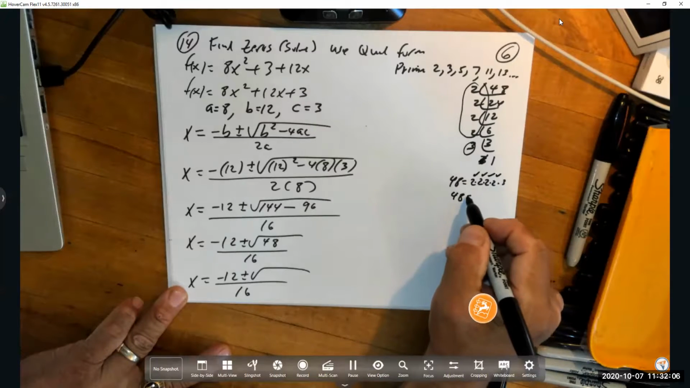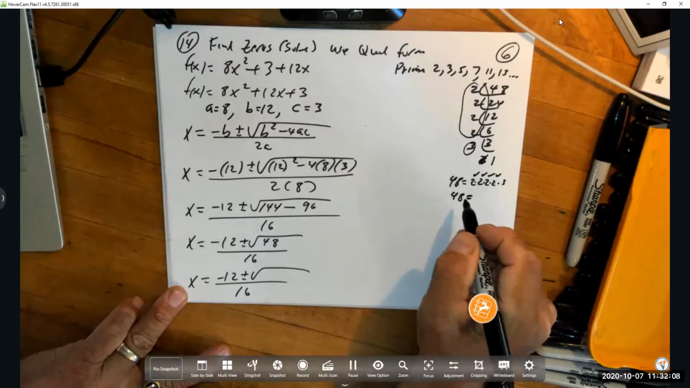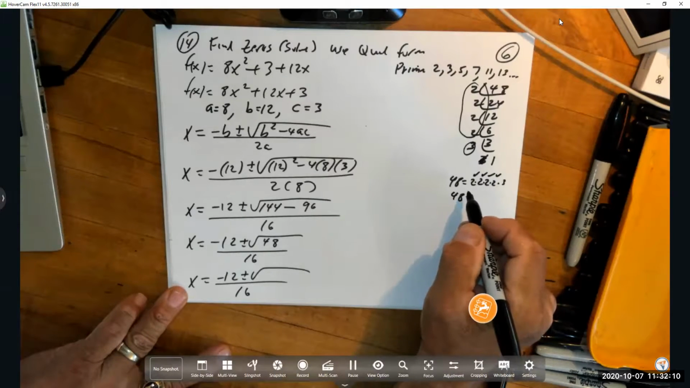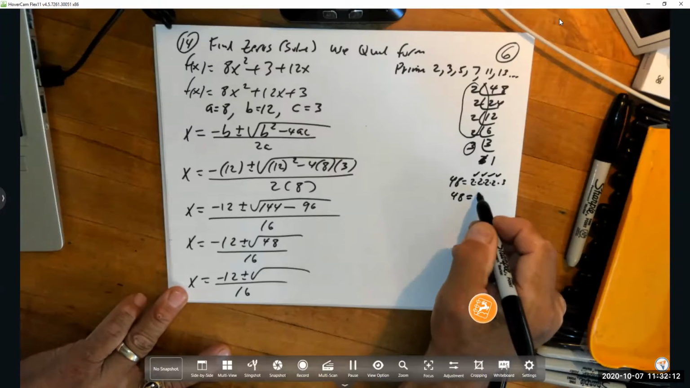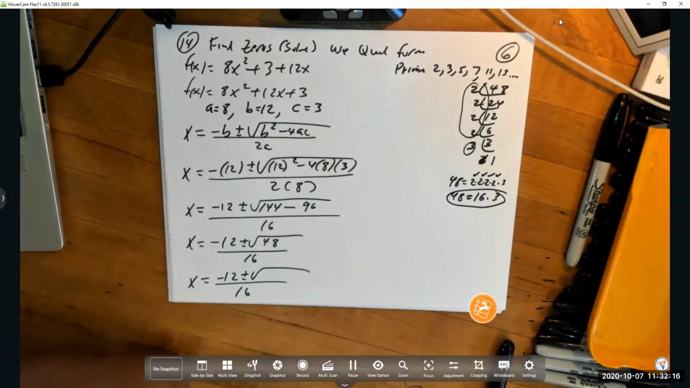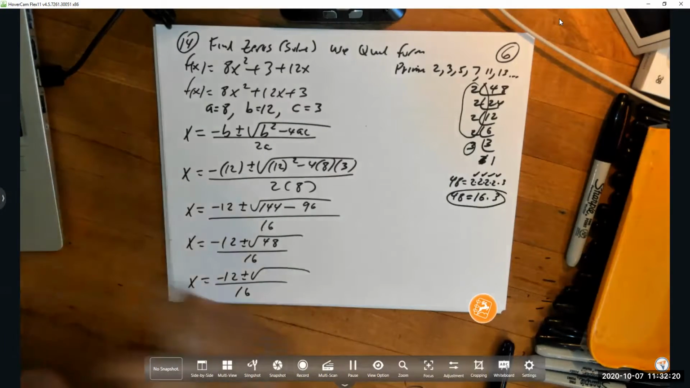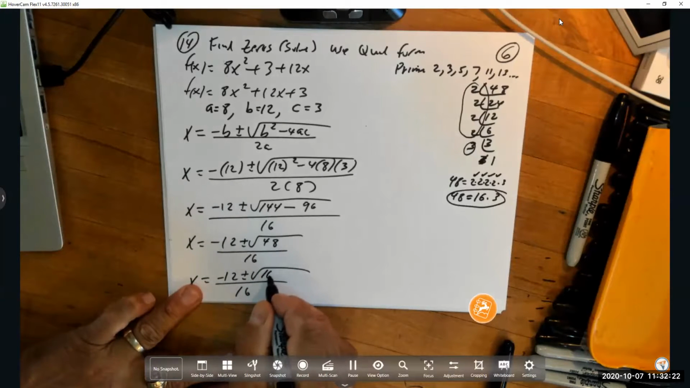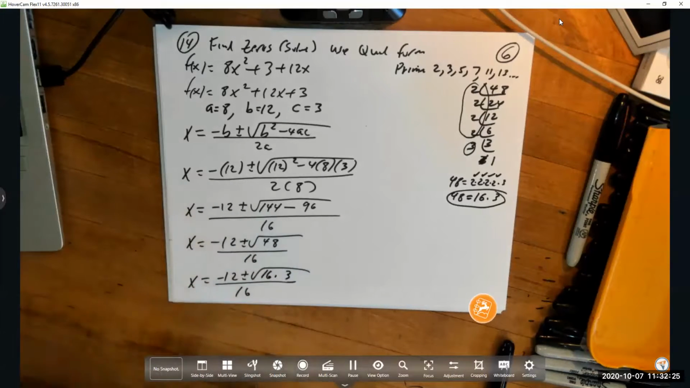Do it in a calculator. Don't do it in your head. What is 2 times 2 times 2 times 2? 16. 16 times 3. So is 48 the same thing as 16 times 3? Yes or no? Think about it. Yes. So 48 is 16 times 3.